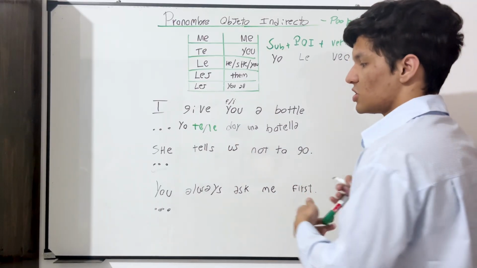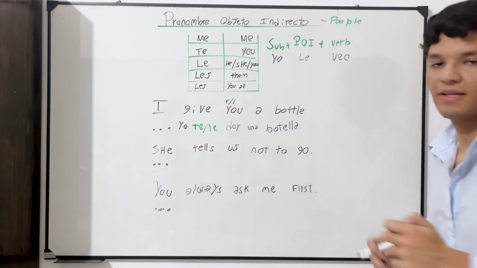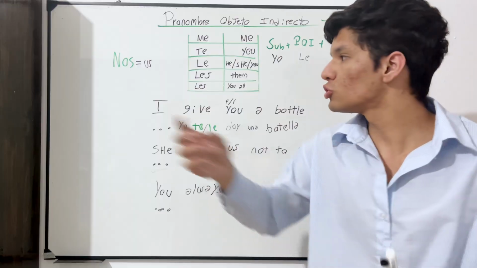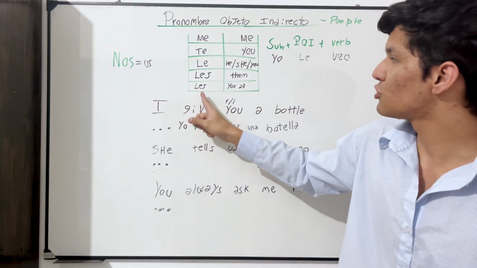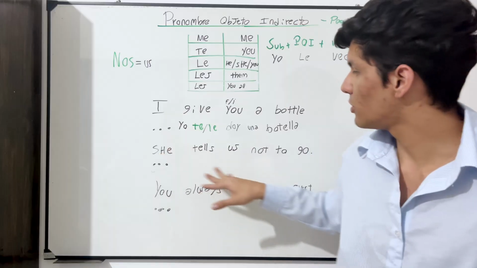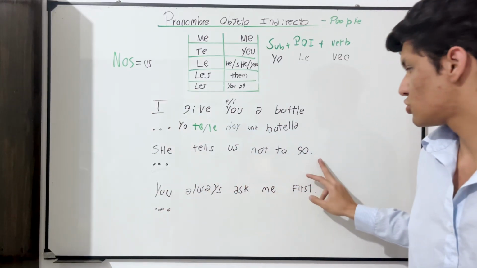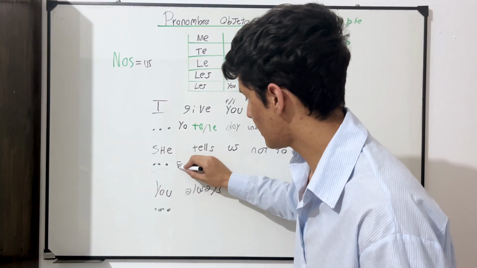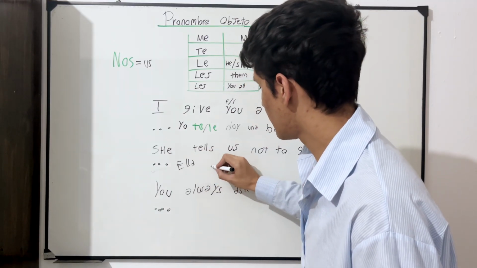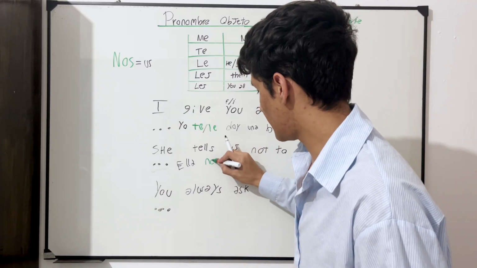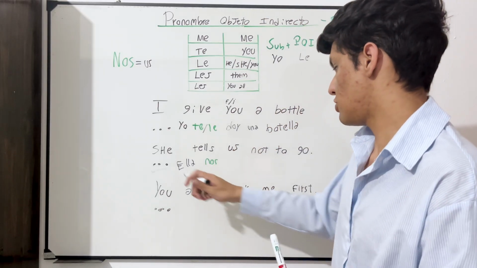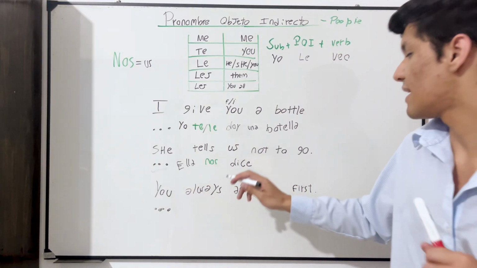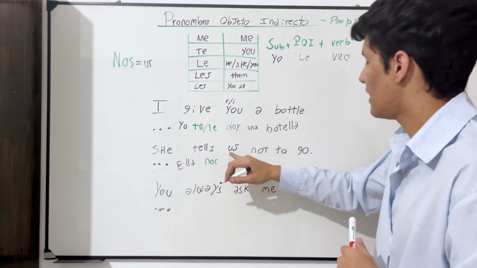Now, in the case of she tells us not to go, she tells us not to go. Us in Spanish is nos, okay? Nosotros, nos, us, okay? So she tells us not to go. So we can say ella, or we just skip it, ella, then we add nos, that means us, ella nos dice, tells, she tells us, ella nos dice, and then not to go.